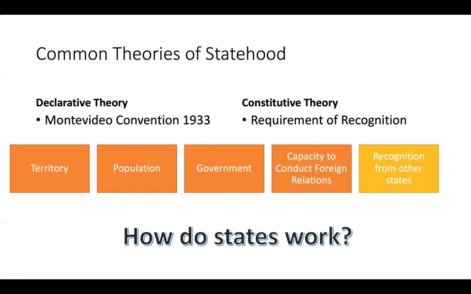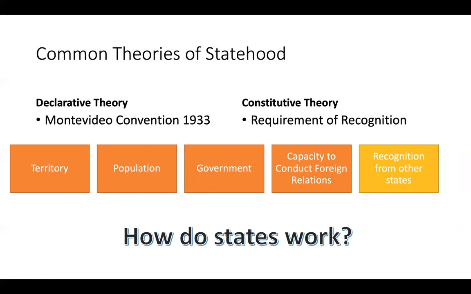In that case, constitutive theory basically argues that it's important for a country to be recognized because they are going to enter an international system where states have relations with one another, and its sovereignty is also recognized by other countries. Therefore, they have an actual autonomy, an actual authority over the population, the government, and the territory.